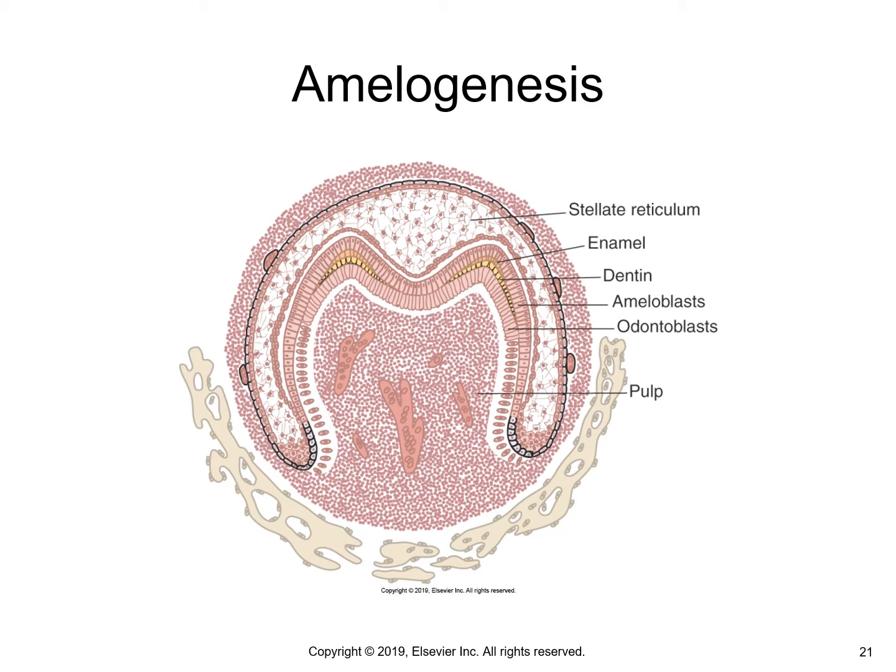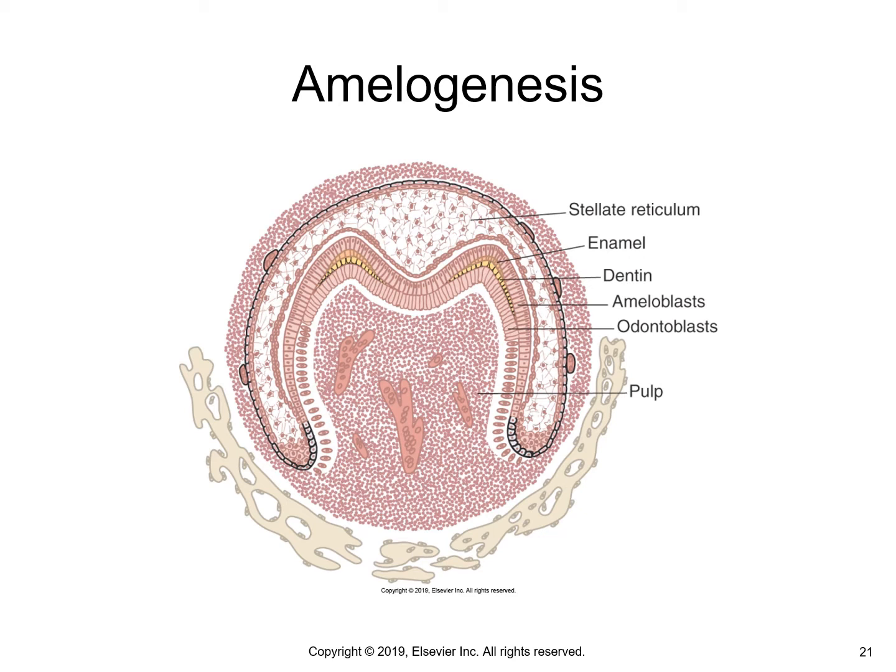Here is an image of how the cells line up. You can see the pulp is on the inside of the tooth, and then we have our layer of odontoblasts, and then we have dentin and ameloblasts, which will create the enamel.